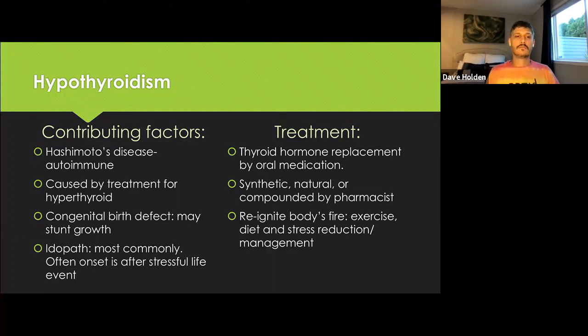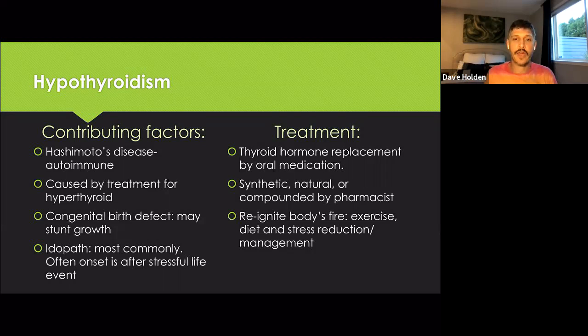And then idiopathic hypothyroidism. Idiopathic, we don't know what causes it. Usually onset is after some kind of stressful life event. But again, with idiopathic diseases, they just arise, and we don't always have all the details as to why. We just have to treat it.